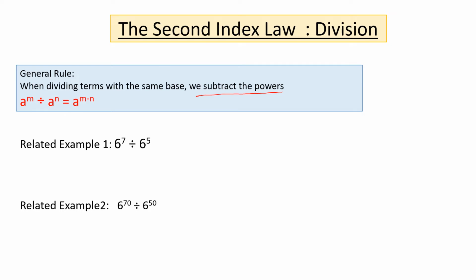Similarly, when we solve the questions, 6 raised to the power 7 divided by 6 raised to the power 5, I will subtract the powers. 7 take away 5, which is 6 raised to the power 2, or we can say 36. This is the answer.